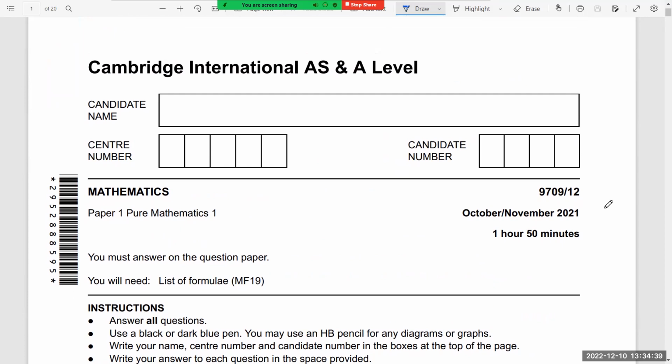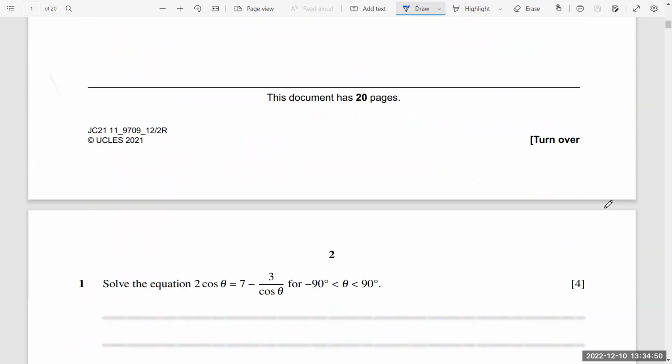وبركاته. ده حل بيبر 1 بيور ماثيماتكس، الكود بتاعها 9709 اكتوبر نوفمبر 2021. تابع معايا ازاي نحل الاسئله دي بطريقه سهله.